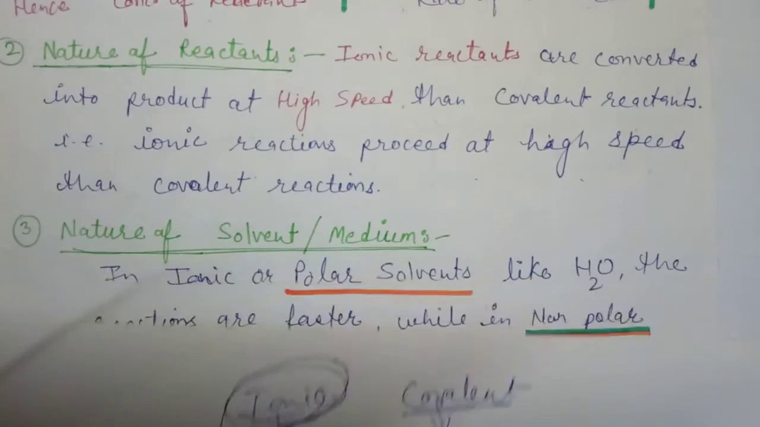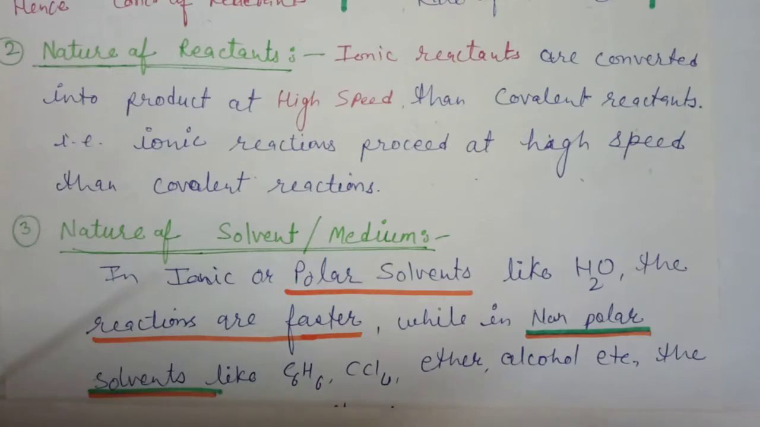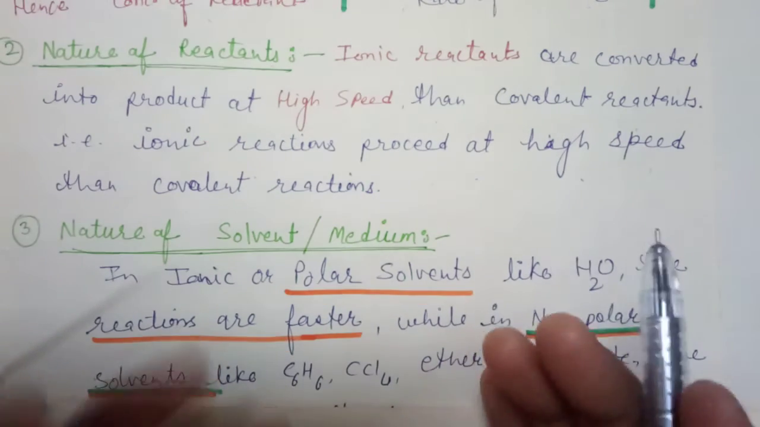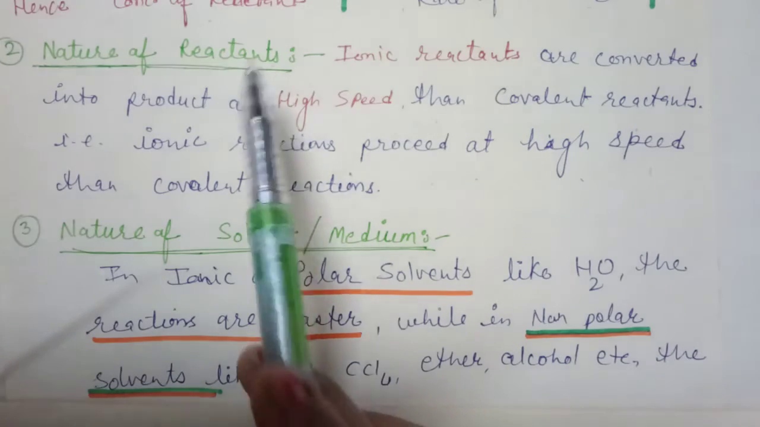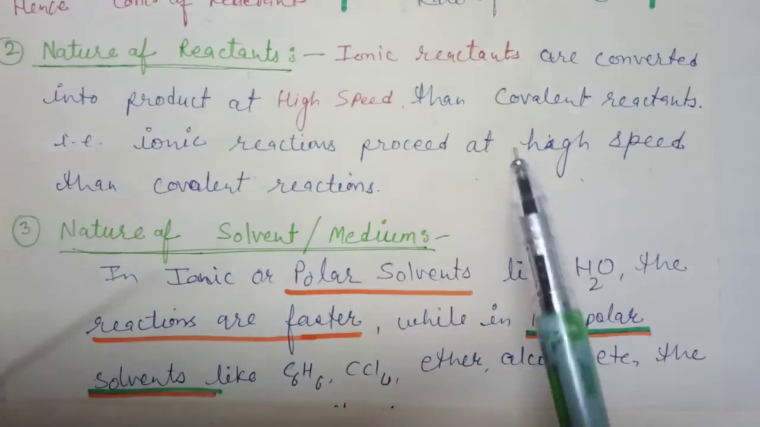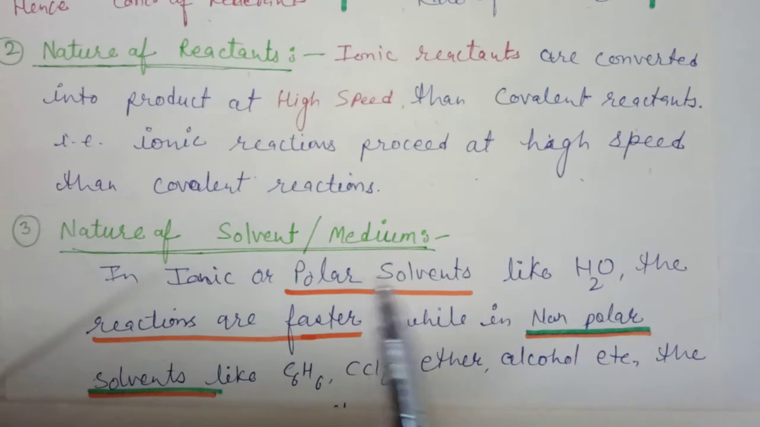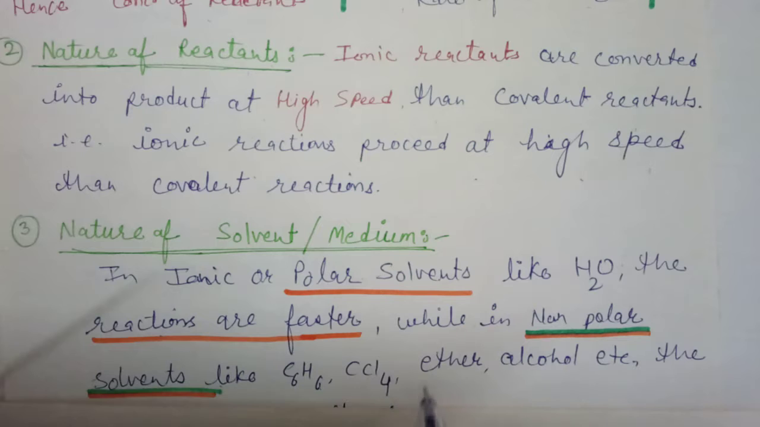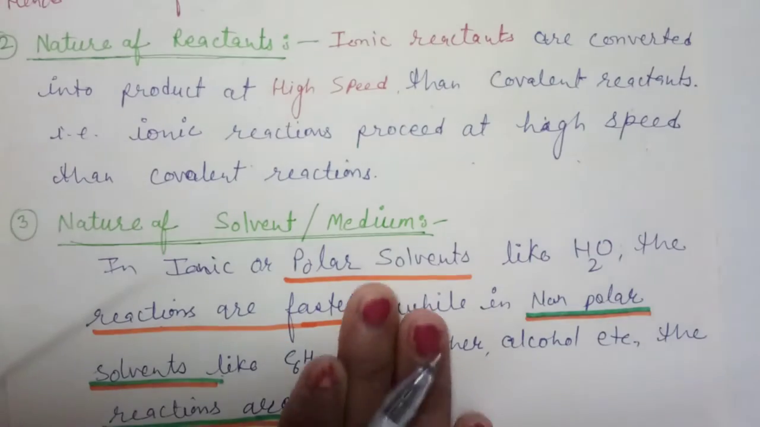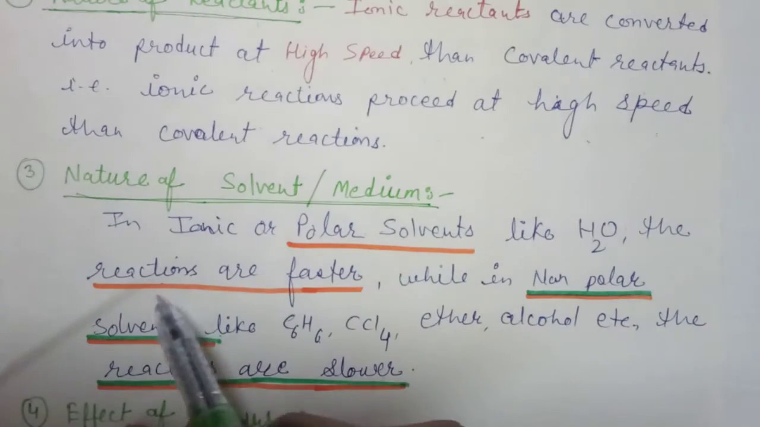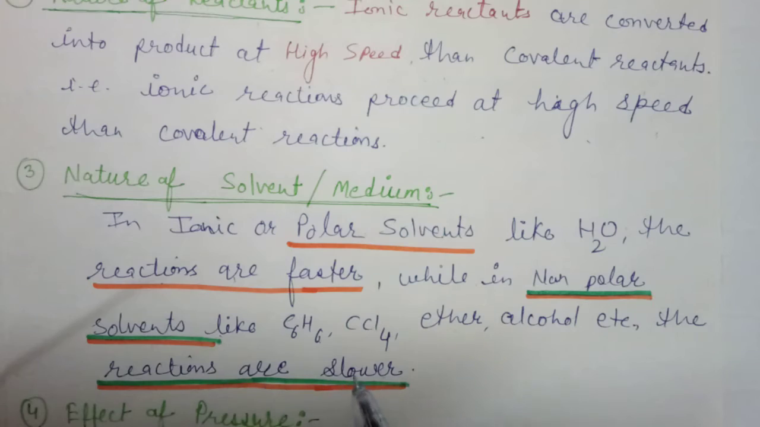Clear? The next factor is the nature of solvents. Nature of solvents means whether the solvent is polar or non-polar. As we have seen, ionic reactions are faster, and ionic reactions take place in polar solvents like water. So in polar solvents like H2O, the reactions are faster, while in non-polar solvents like organic solvents, meaning benzene, carbon tetrachloride (CCl4), ether, alcohol, etc., the reactions are slower. In polar solvents the reactions are faster, and in non-polar solvents the reactions are slower.